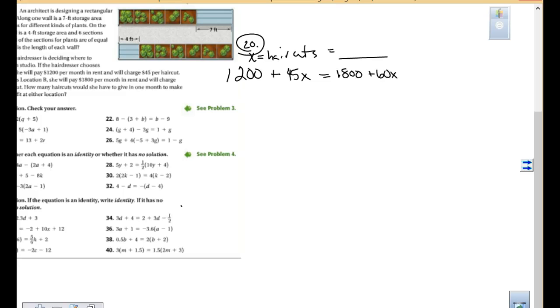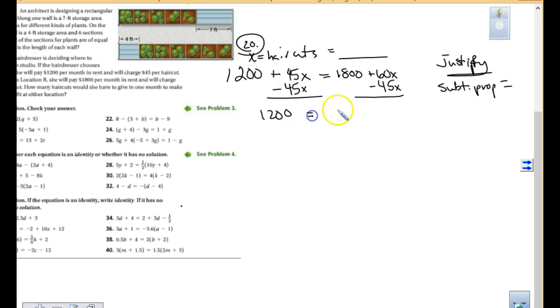20 set up, and now you are solving. And the first thing you do is you subtract 45x from both sides. So if you were doing this to justify it back here, if this was your one you picked, you might put subtraction property of equality, because we subtracted the same thing on both sides of our equation. And we now would have 1200 is equal to 1800 plus, how many x's do we have left? 15x.